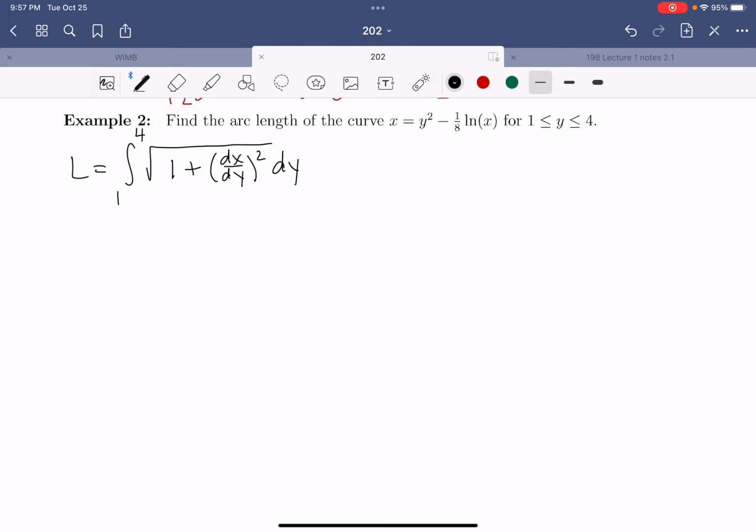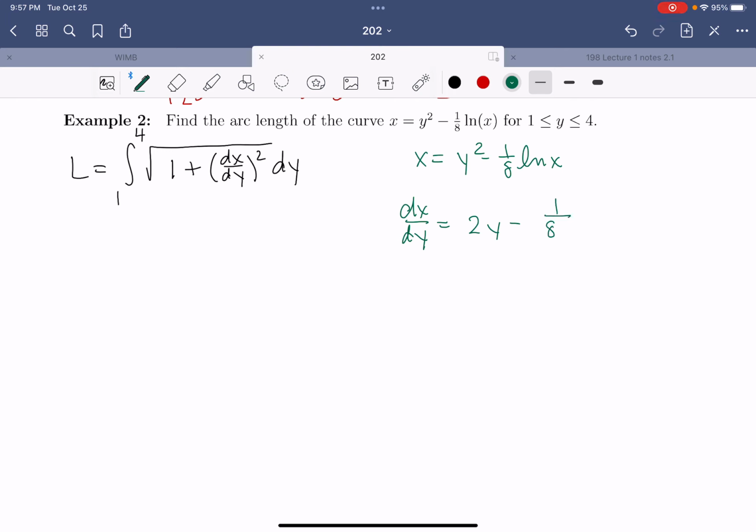And I'm going to kind of do this over on the side. I'm going to do the part that's underneath the square root on the side here so that we can figure out what goes under the square root. So if we have x equals y squared minus 1 over 8 times the natural log of x, and we take its derivative. So let's think about dx dy. That's going to be 2y minus 1 over 8.